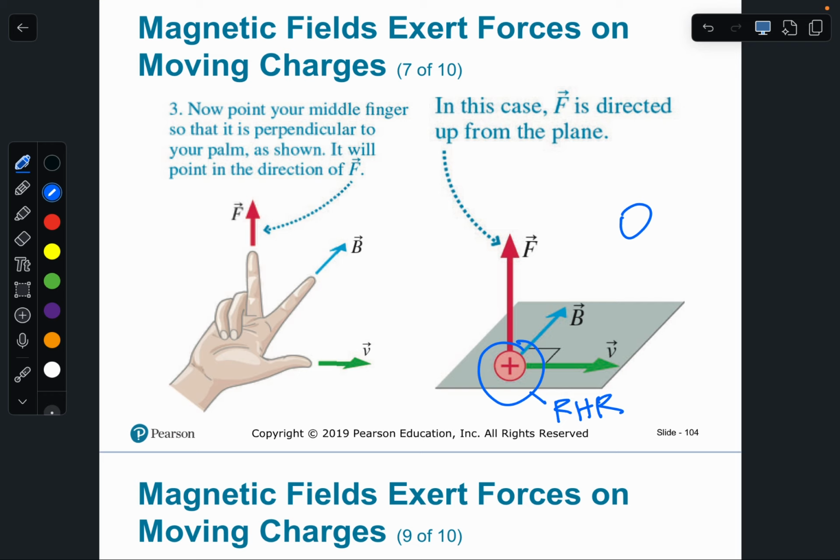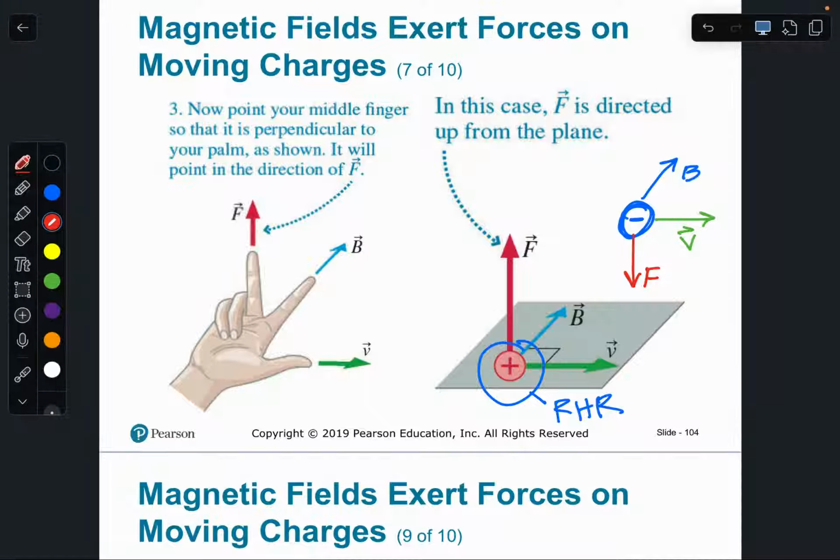So for negative charges, we have a negative charge. Our velocity is still to the right. I'm going to draw it just like this picture. Our B field is going into the page. Our F vector for a negative charge is going to be pointing down. It's going to be opposite to the force vector that a positive charge would experience. And you can use your left hand to figure out the force direction of an electron, okay?